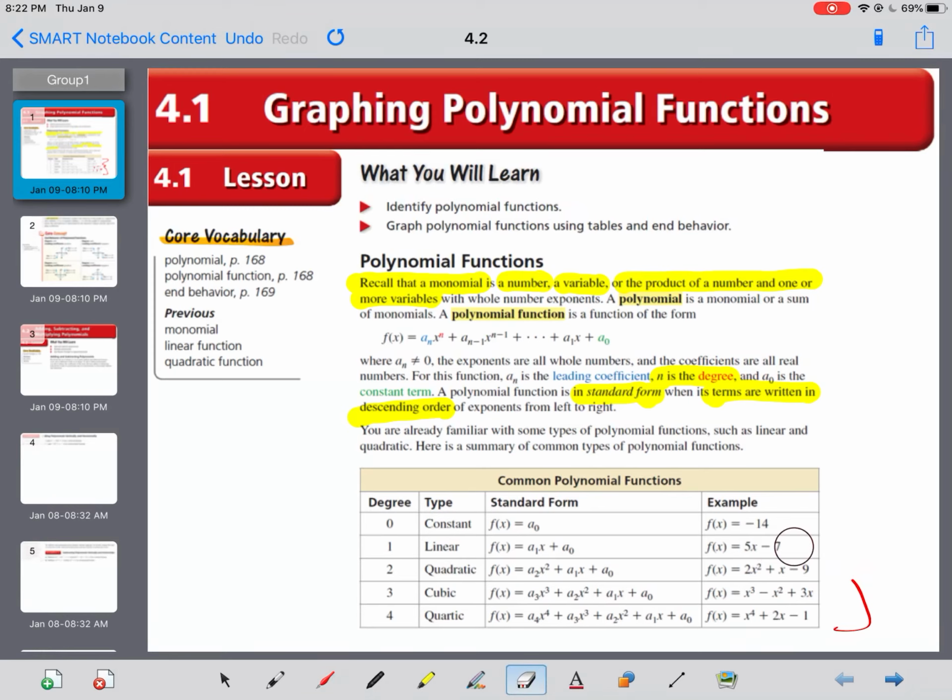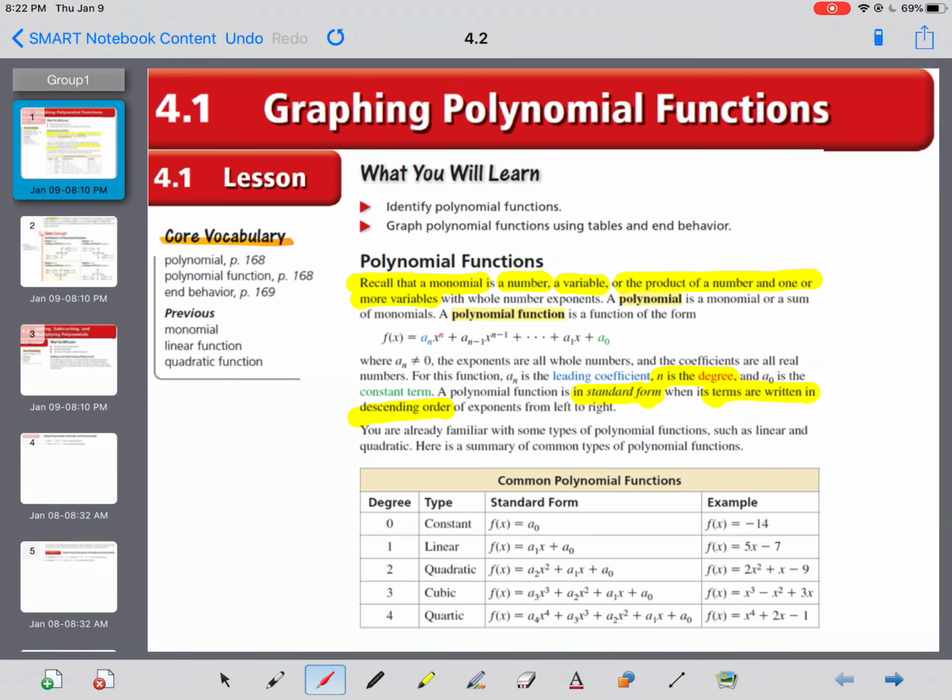Even with the very bottom one, where it's to the fourth, and then to the first, and then to the none, it's still 4, 1, 0. They count down in descending order. That's standard form. You have to know the degree of every monomial, and then you put them all in order. The highest one is the degree of the whole polynomial.